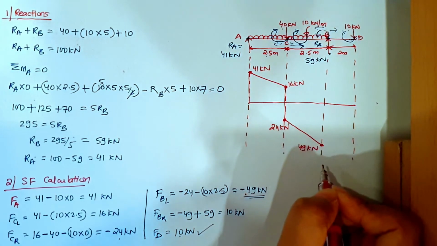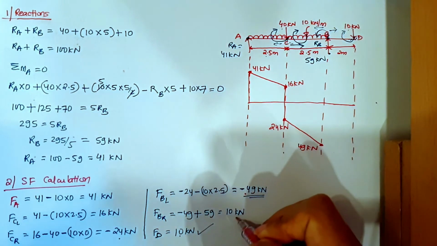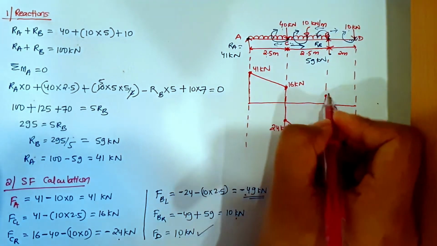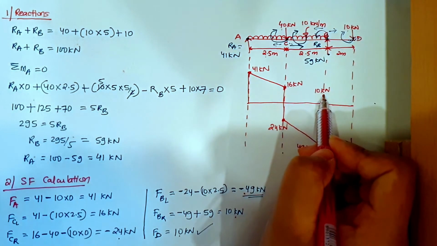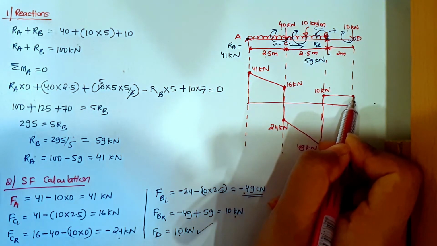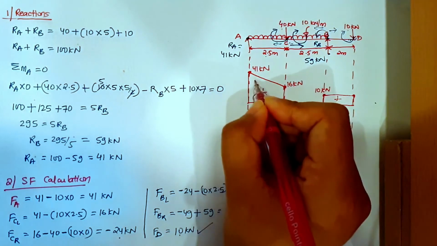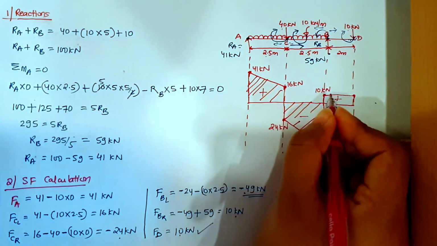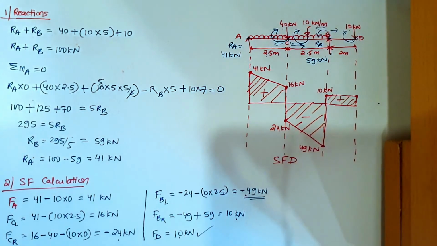Minus 49 kilonewton. And now when it is moving to the right hand side at B point पे, it is becoming positive, so 10 kilonewton. So I have 10 kilonewton here, or D point पे we have exactly 10 kilonewton load acting, so from here to here 10 kilonewton. So this is positive, negative and positive. So this is the shear force diagram.